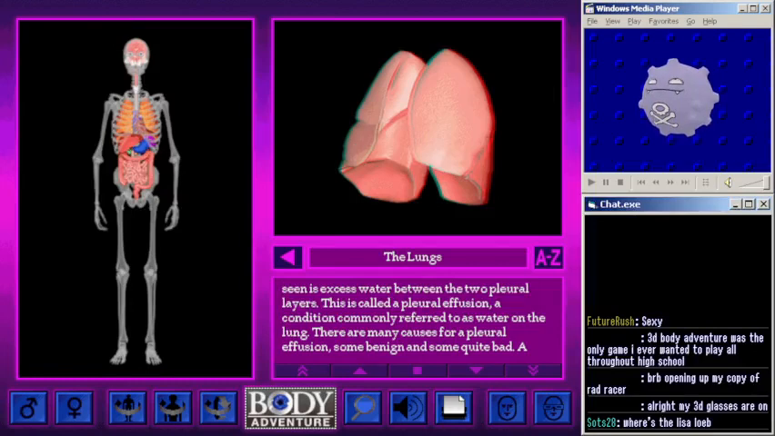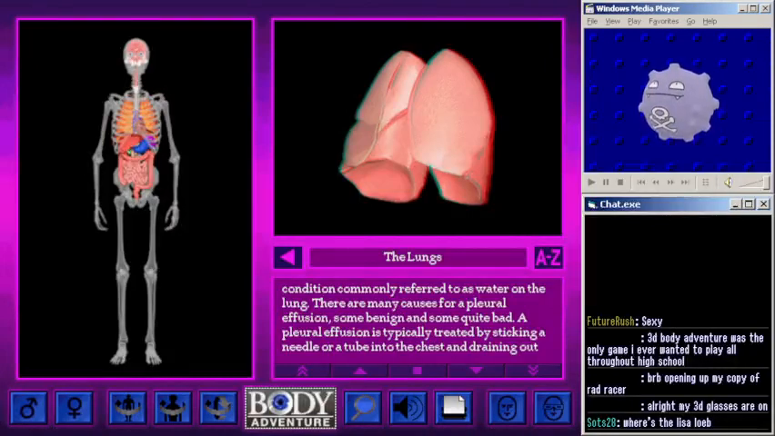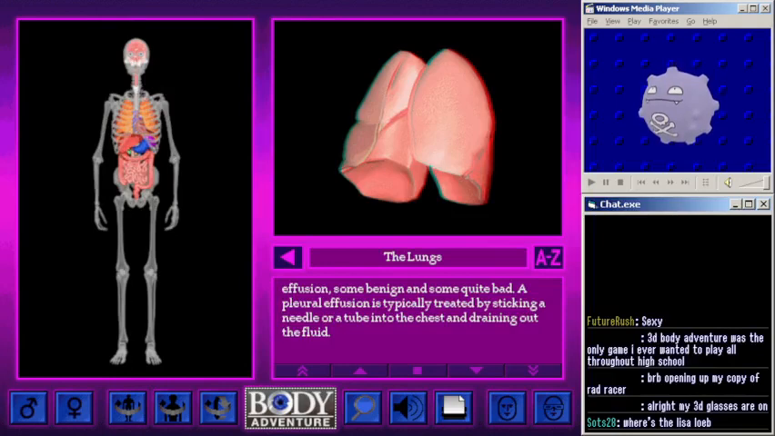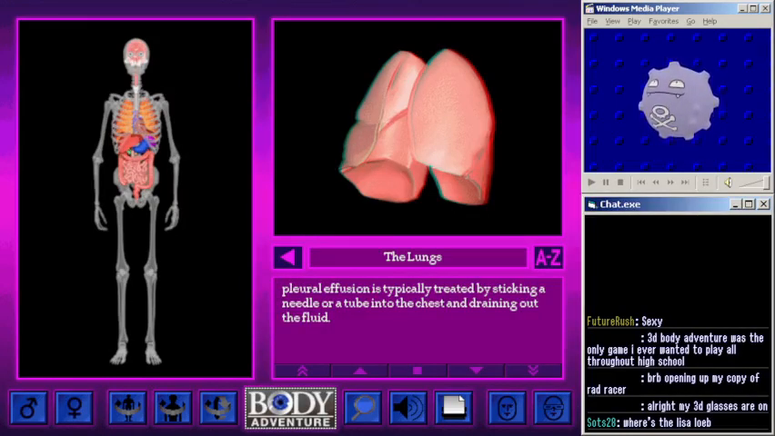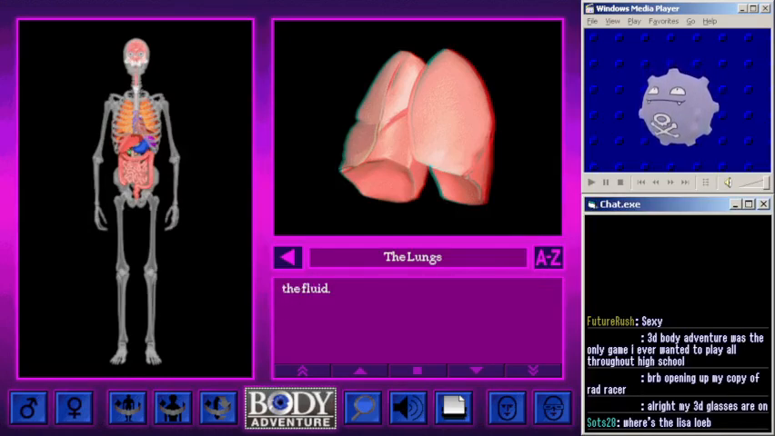Another problem that is sometimes seen is excess water between the two pleural layers. This is called a pleural effusion, a condition commonly referred to as water on the lung. There are many causes for a pleural effusion, some benign and some quite bad. A pleural effusion is typically treated by sticking a needle or a tube into the chest and draining out the fluid.